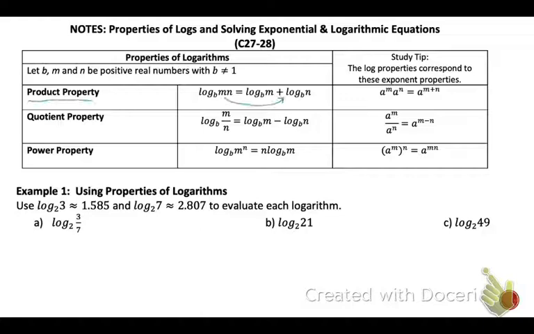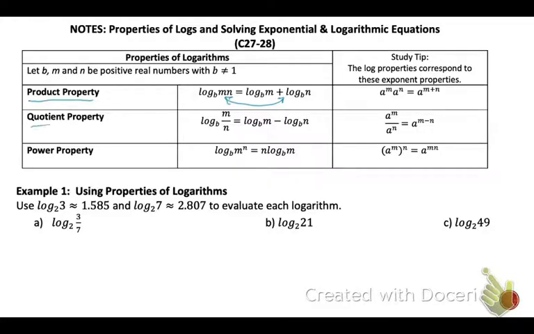So we have the product property. If you have log base b of two things multiplied together, you can rewrite it as those two things pulled apart with addition. So log base b of your first multiplier, m in this case, plus log base b of n. These properties also work the other way. So if you have two logs added together, you can rewrite them as multiplication.